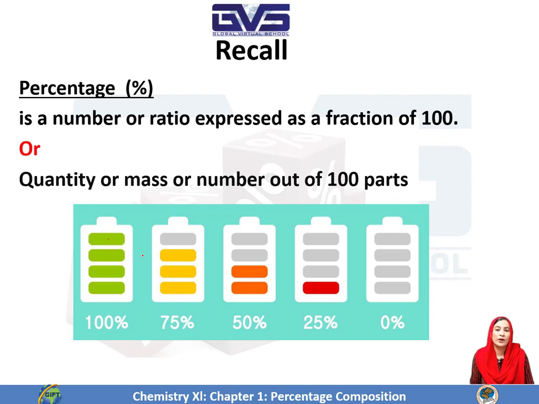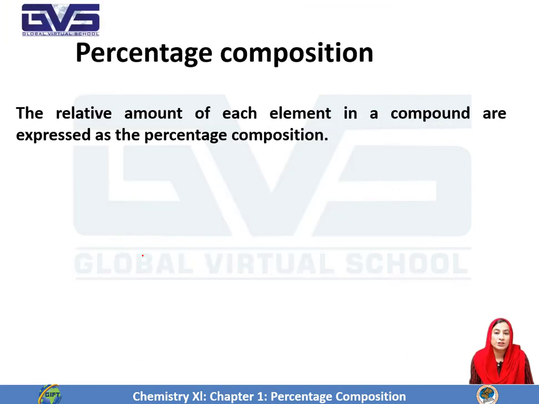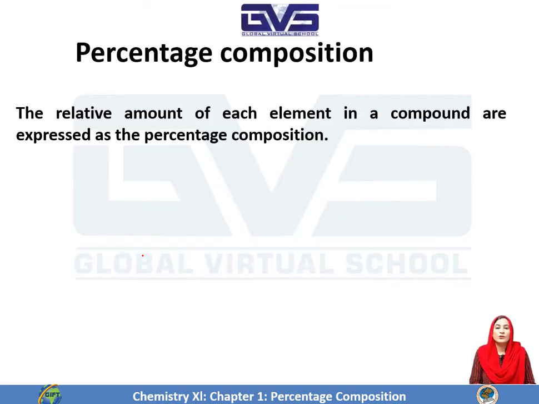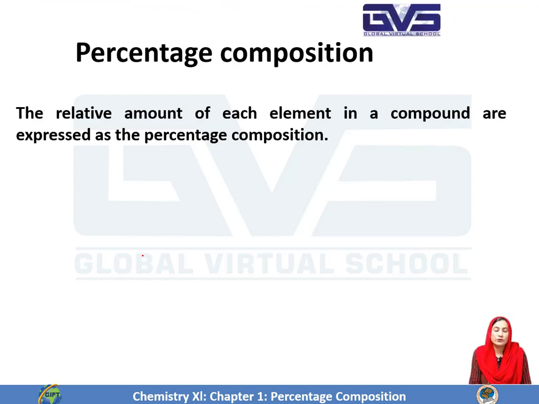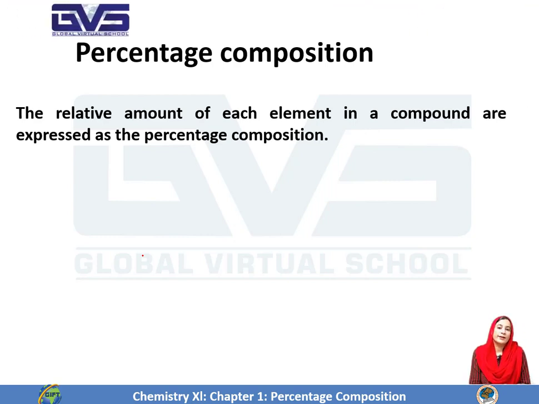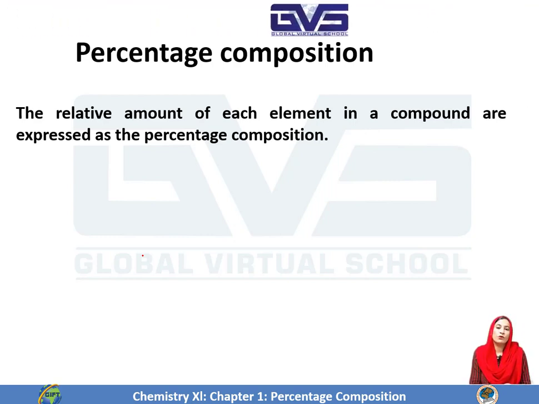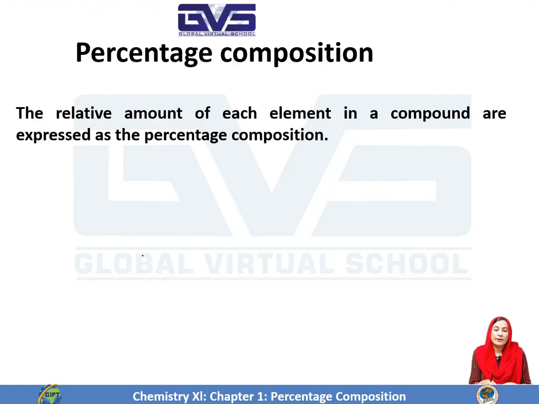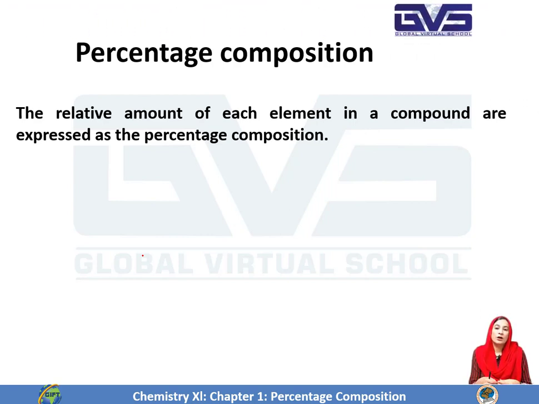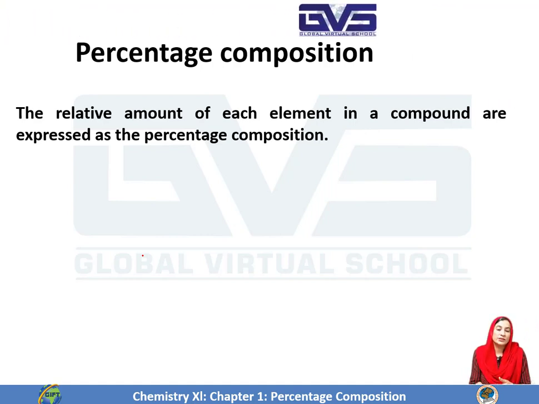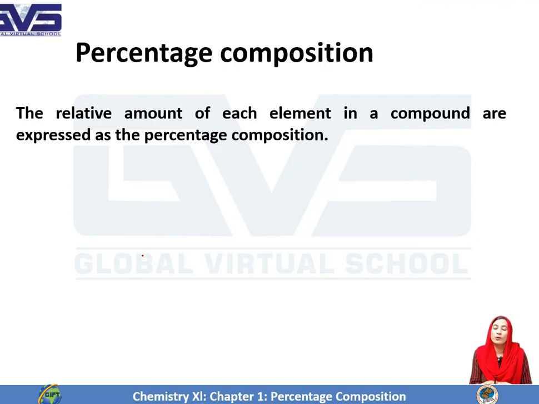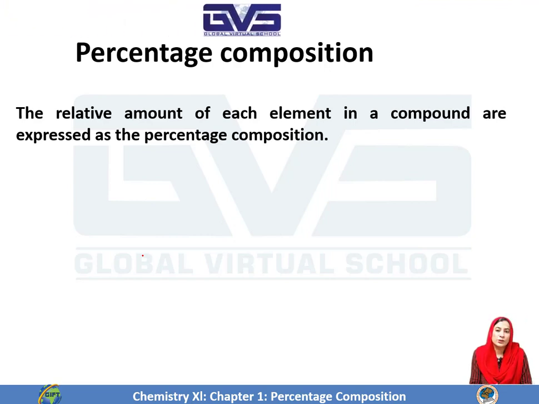So come to our topic, that is percentage composition. Composition means a compound that is formed of different elements, different atoms. For example, water, that is H2O. This is formed by the elements hydrogen and oxygen. So what will be the percentage of hydrogen by mass in this water, and what will be the percentage of oxygen by mass in this compound? That will be called the percentage composition.